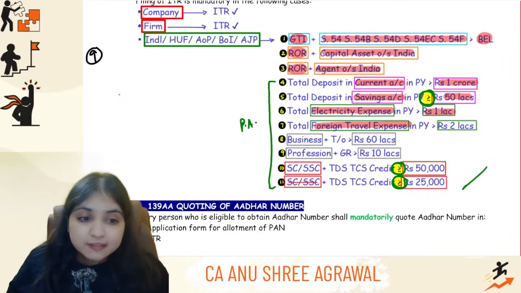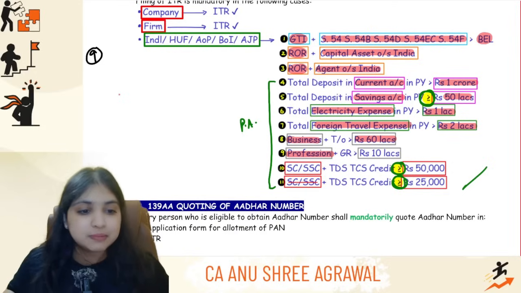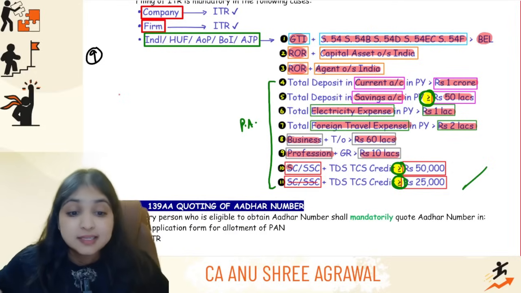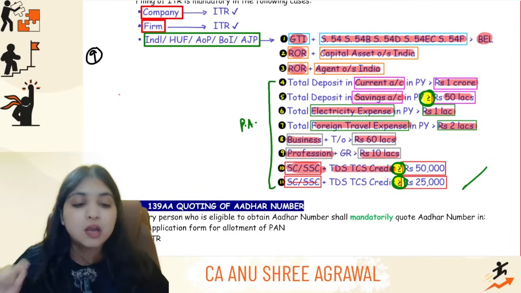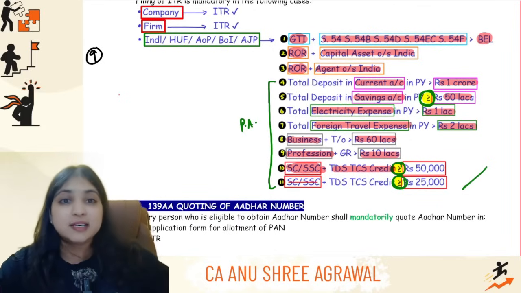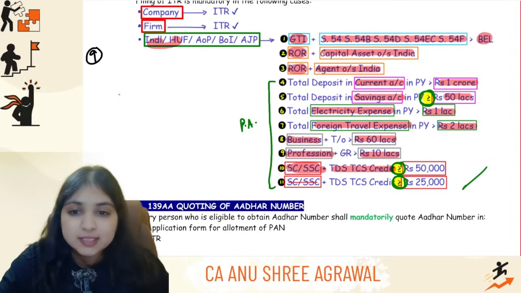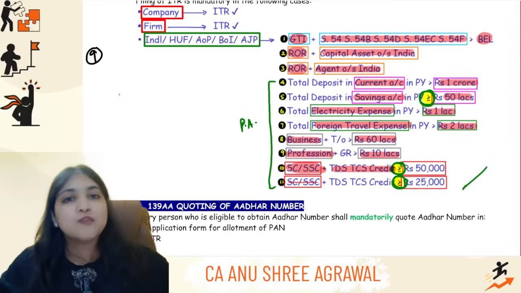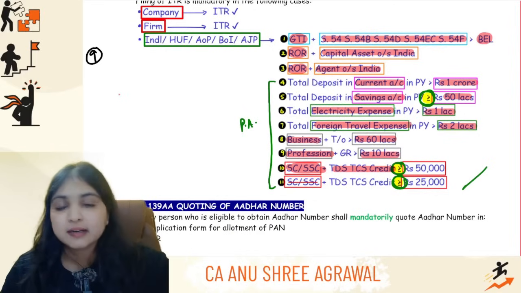Total foreign travel expense put together in the year is more than 2 lakhs. Business turnover is more than 60 lakhs. Profession gross receipt is more than 10 lakhs. The assessee is a senior citizen or a super senior citizen with TDS TCS credit at least 50,000. Or if the assessee is not a senior citizen or a super senior citizen, but TDS TCS credit is at least 25,000. So if your assessee falls under any of these buckets, for that assessee it is mandatorily required to file ITR.